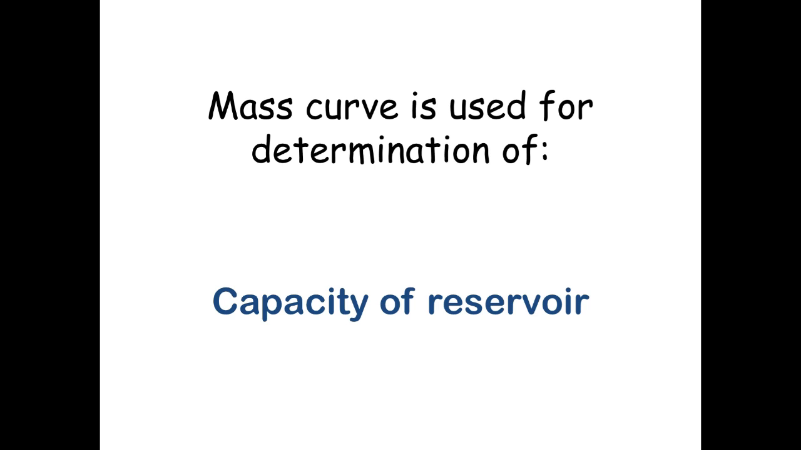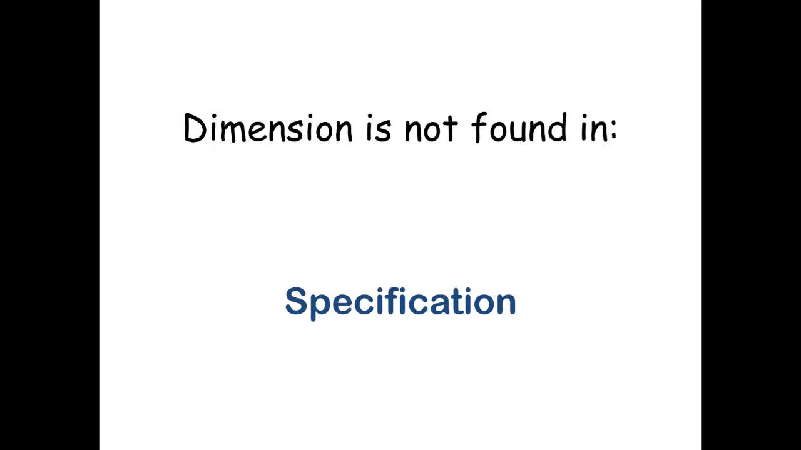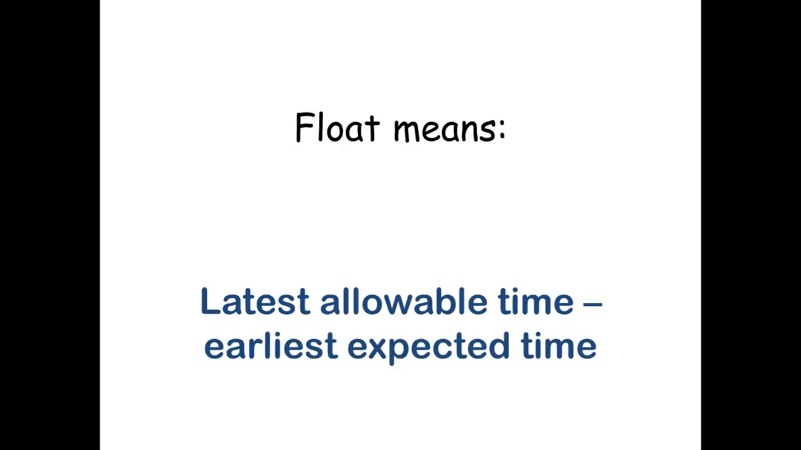Mass curve is used for determination of capacity of reservoir. Subbase course is provided to improve capillary rise and swell. Dimension is not found in specification. Generally preferred tender is schedule of rates. Float means latest allowable time minus earliest expected time.